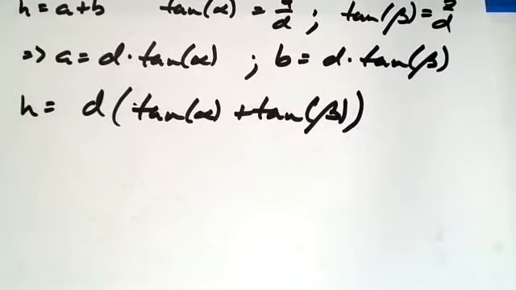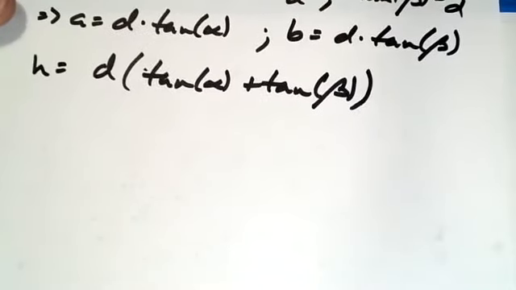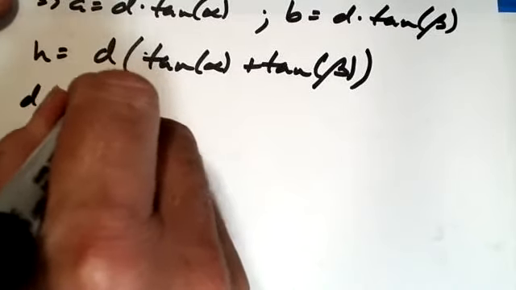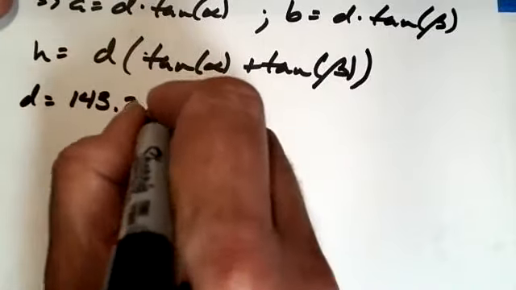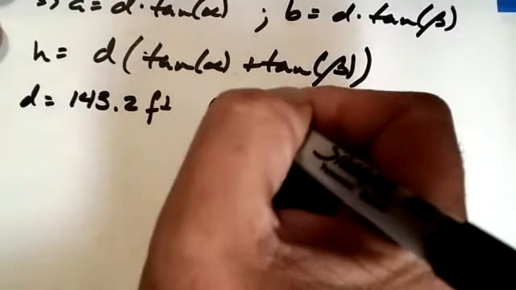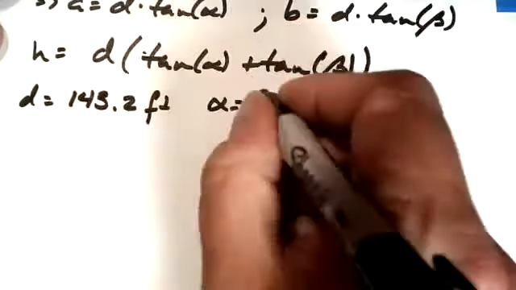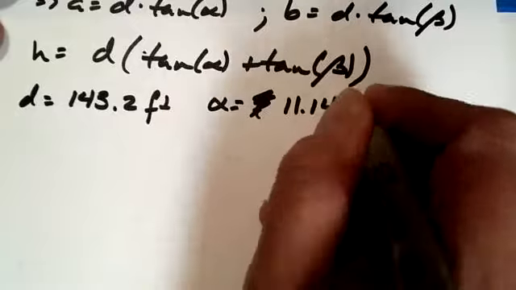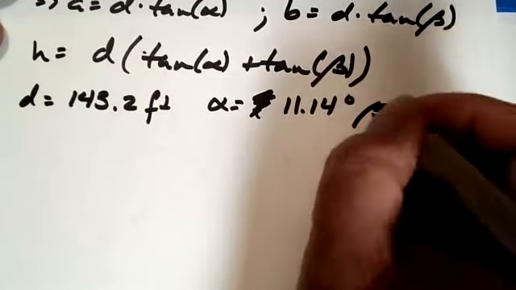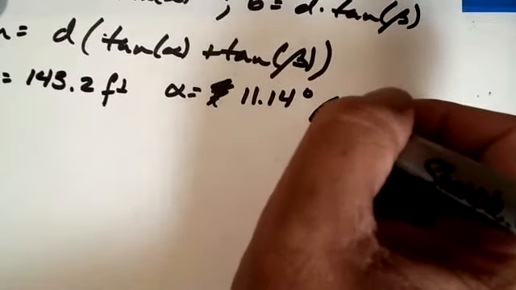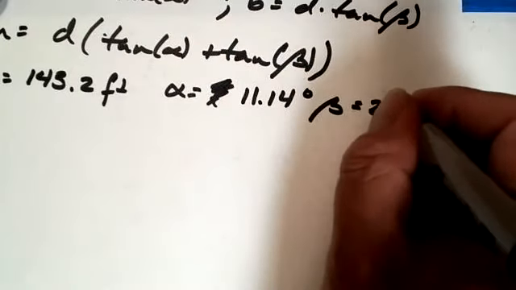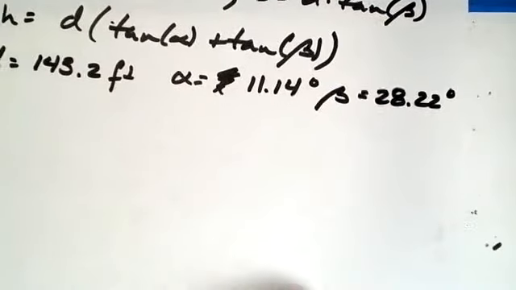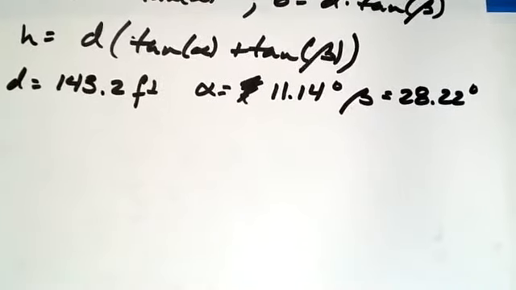We could probably try one. So let's say that D is equal to 143.2 feet. And let's say alpha is equal to 11.14 degrees, and then let's say beta is equal to 28.28, or sorry, 28.22. Okay, everything's got 4 digits of significance, so I'm not going to get too worried.